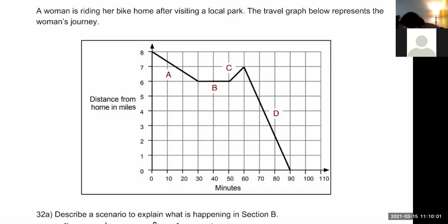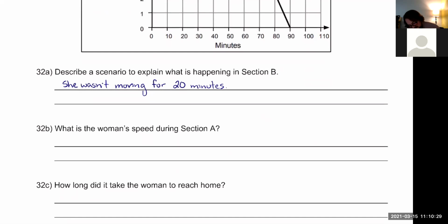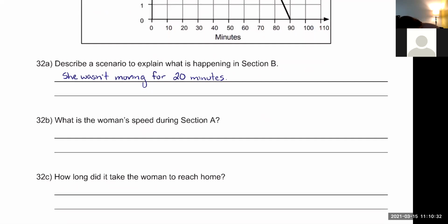Yeah. Well, if you think about it, A starts at 8 and ends at 6. So how far does she travel? What's your change in distance? 8 to 6. 2 miles. What's your change in time? 30 minutes. So in that time, she traveled 2 miles in 30 minutes.